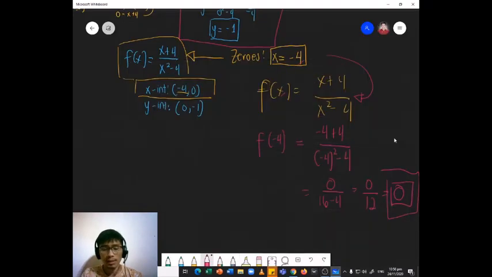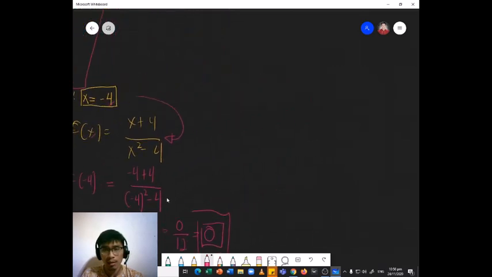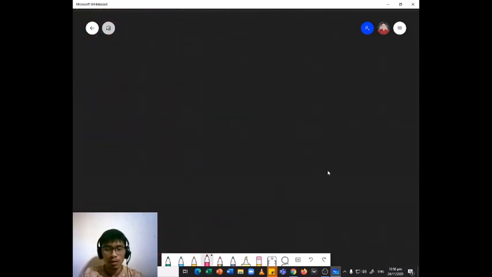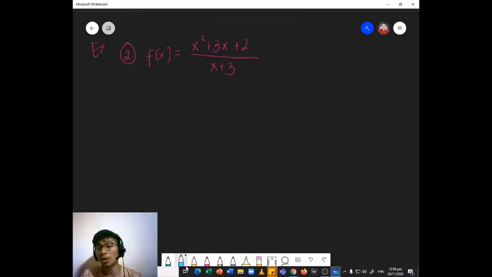Okay, so let's try another problem. Let's try another, more complicated problem to solve the following. So I have here the second problem: f of x is equal to x squared plus 3x plus 2 all over x plus 3. So this is now our example number 2. Same thing: before you find the intercepts and zeros of the function, you have to identify if the given is a rational function. So obviously this is a rational function, given the criteria that I provided to you in my previous video.